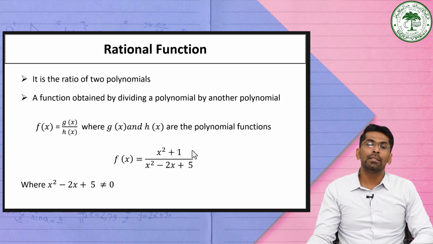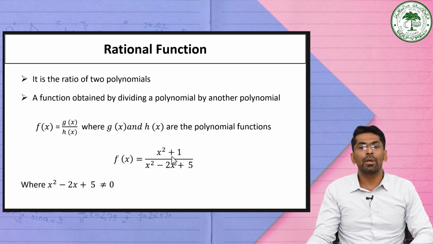For example, f of x is equal to x square plus 1 divided by x square minus 2x plus 5, where the denominator x square minus 2x plus 5 is not equal to 0. If it is equal to 0, then only the numerator will be remaining. Here the numerator x square plus 1 is a polynomial of second degree, and the denominator's highest power is also second degree. So if it is in ratio format, then we can say that it is a rational function.